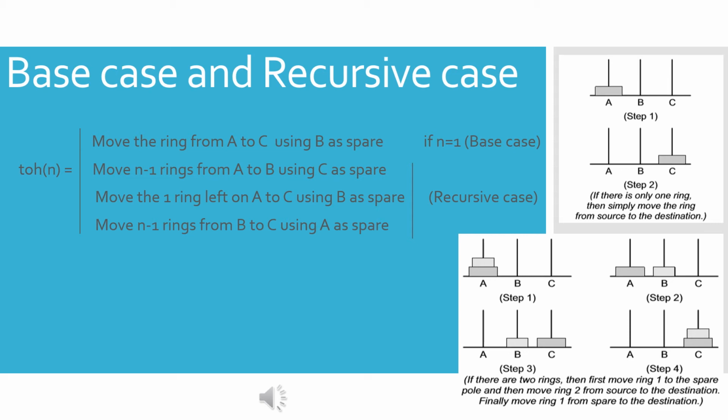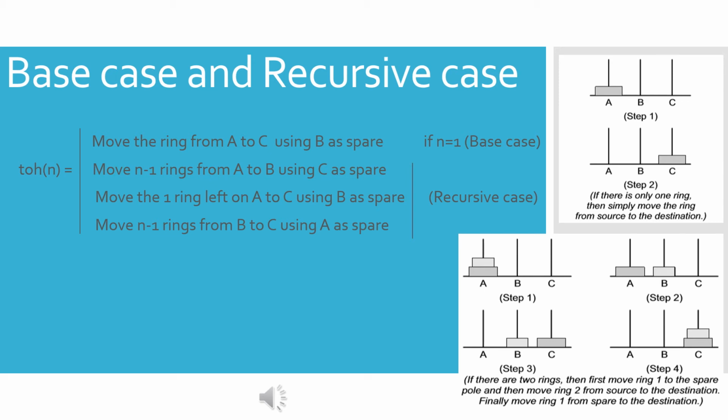But if there is more than one, then it is the recursive case. Then what we can do? Move n-1 rings from A to B using C as spare. Then move the one ring left on A to C using B as spare, and move n-1 rings from B to C using A as spare. Let us see the figure.